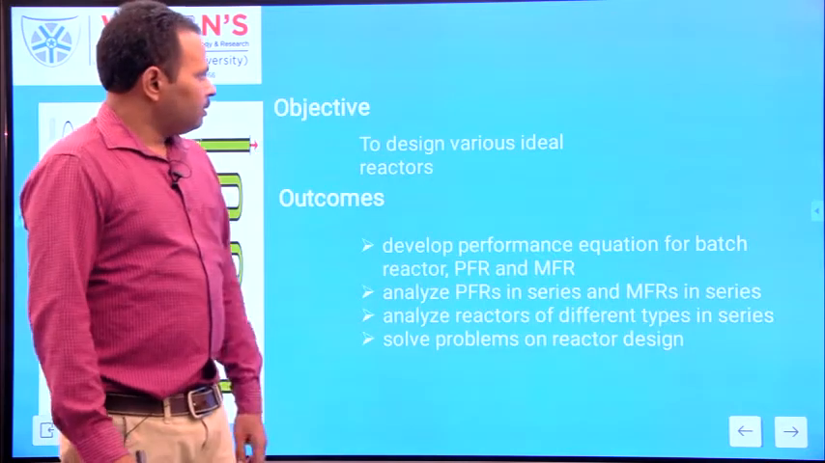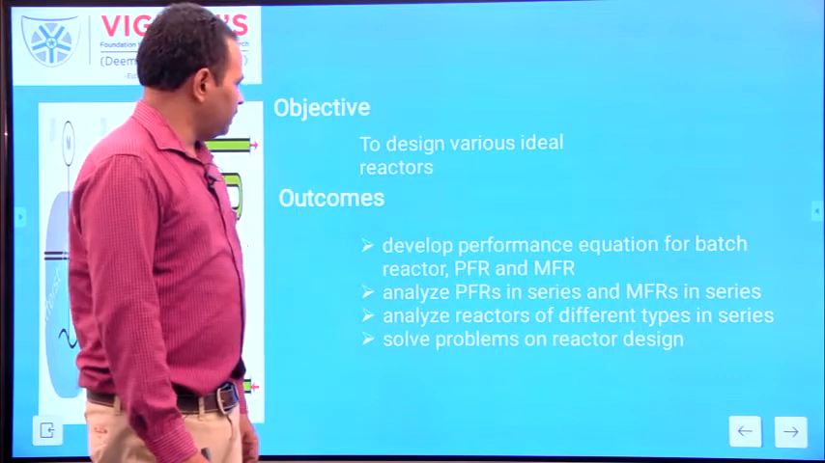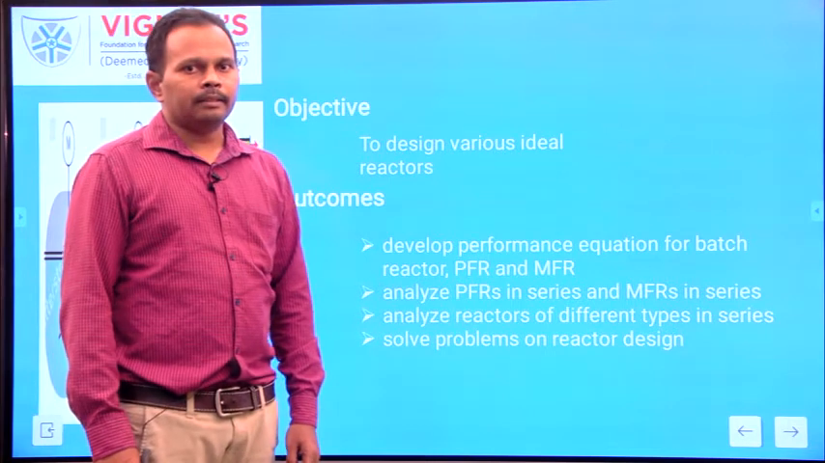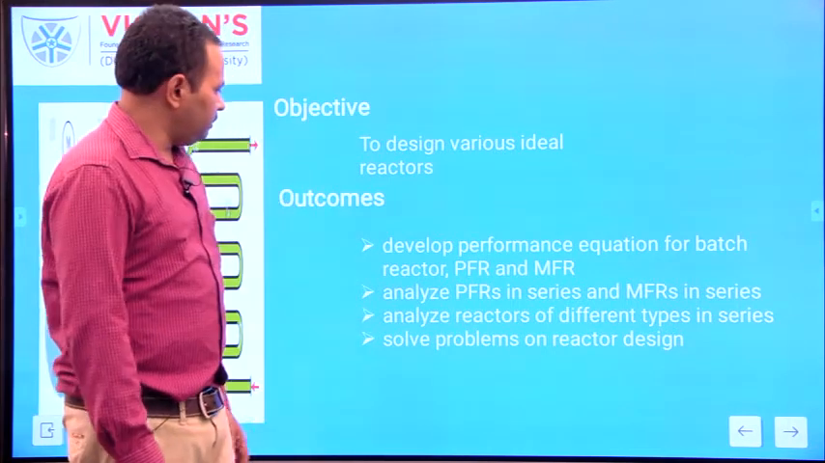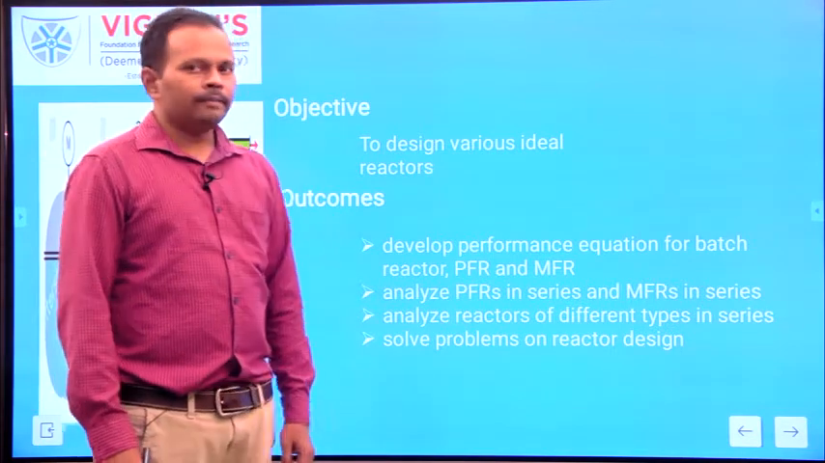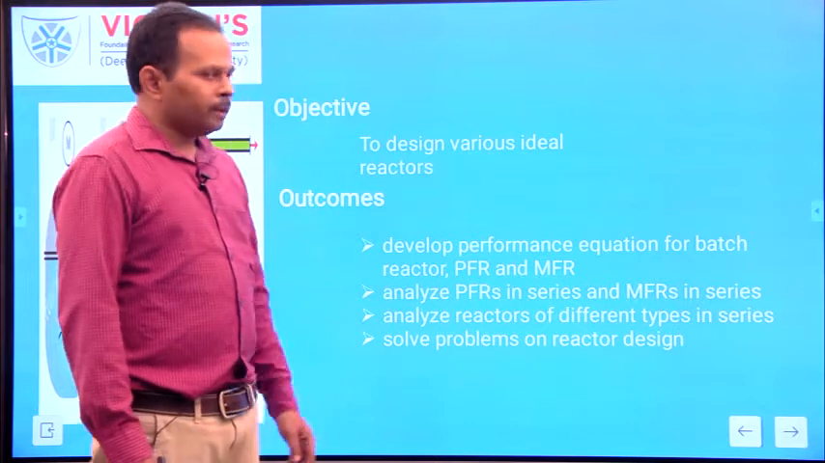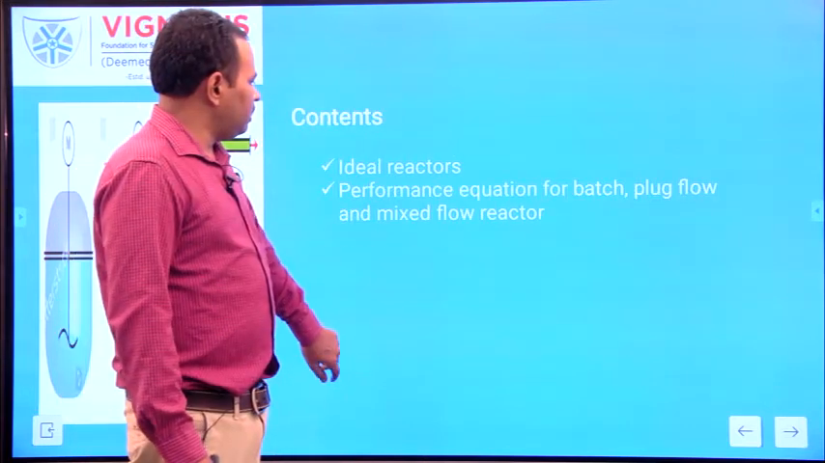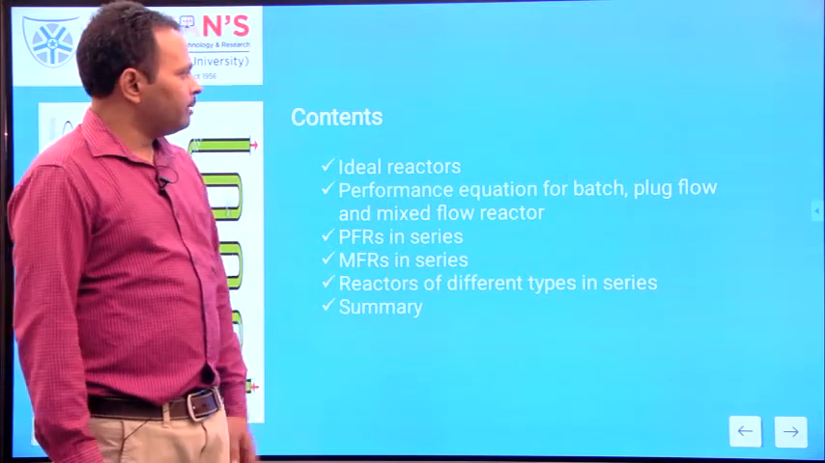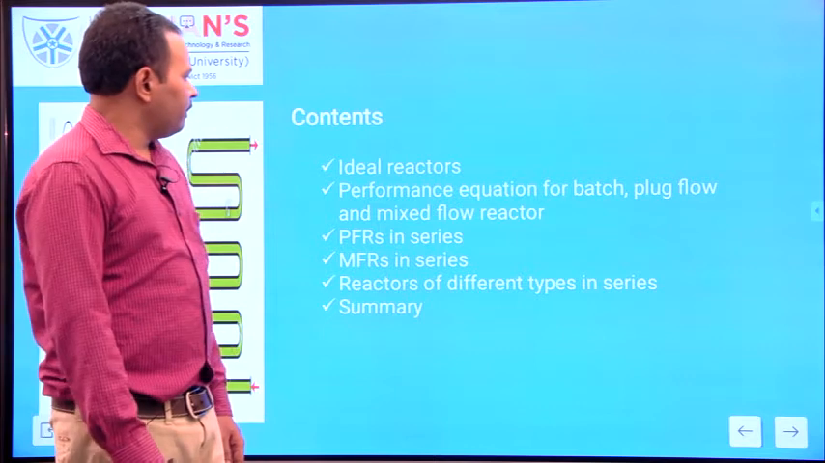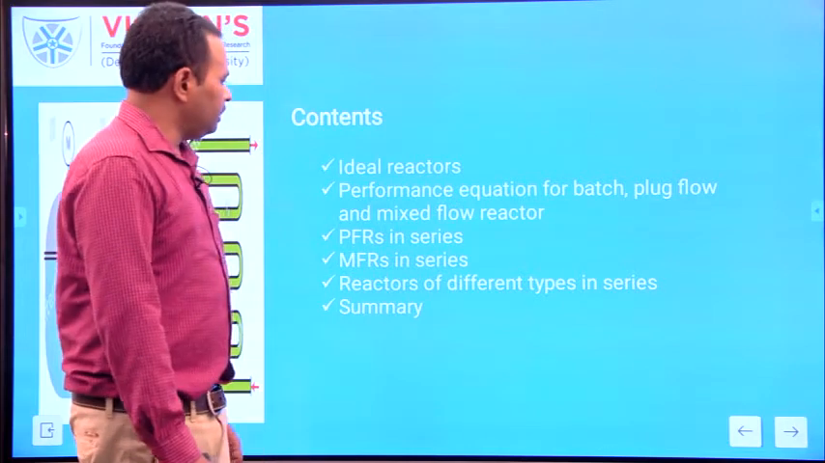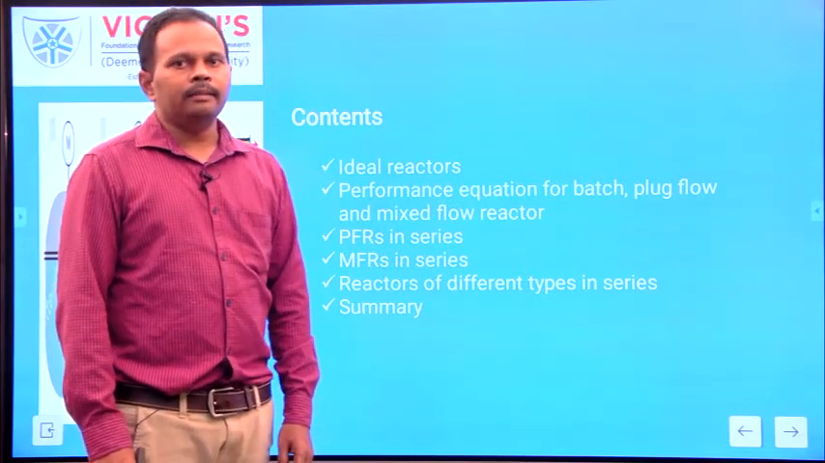Objective: to design various ideal reactors. The outcomes: develop the performance equation for the batch reactor, the plug flow reactor and the mixed flow reactor; analyze PFRs in series and MFRs in series; analyze reactors of different types in series; and solve problems on reactor design. Contents of today's topic are the ideal reactors, the performance equation for the batch, plug flow and mixed flow reactor, PFRs in series, MFRs in series, reactors of different types in series, followed by a summary.